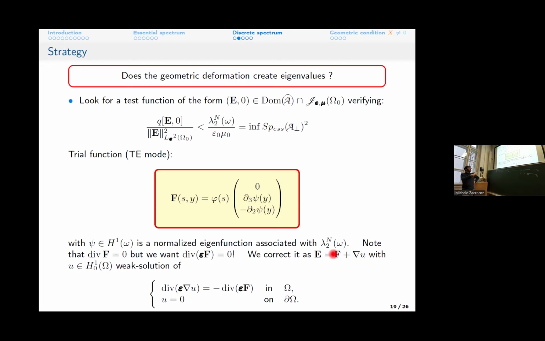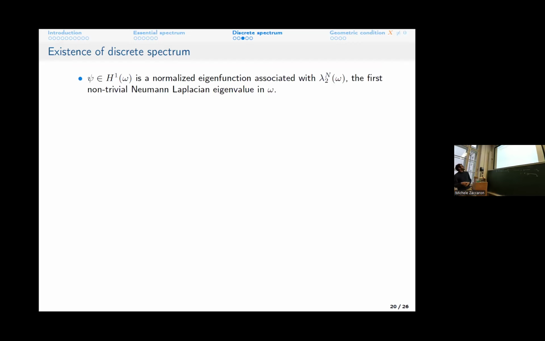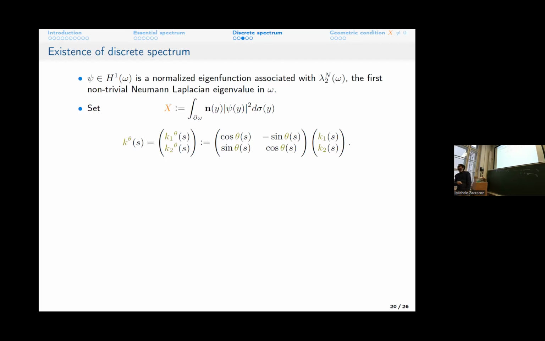by the Pythagorean square minus the normal grad of u. So the small, so we hopefully go below these thresholds. Okay, but a lot of calculations after. I will just present to you the result. So to present the result, I need to introduce some terminology. Psi, again, is a normalized eigenfunction associated with lambda 2 m, the first non-trivial Neumann Laplacian eigenvalue on the cross section. Then we introduce these two vector quantities.